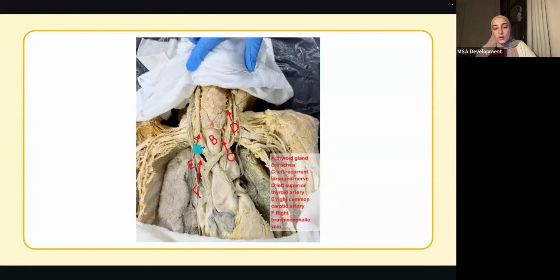E is the common carotid artery and it splits into the external, and the external gives you the superior thyroid artery. F is the brachiocephalic vein, and I really don't think they're going to ask you about this. They're going to ask you if it's the artery or the nerve. The ones that run together: superior, inferior, recurrent, external. And yeah, that's all for this picture.